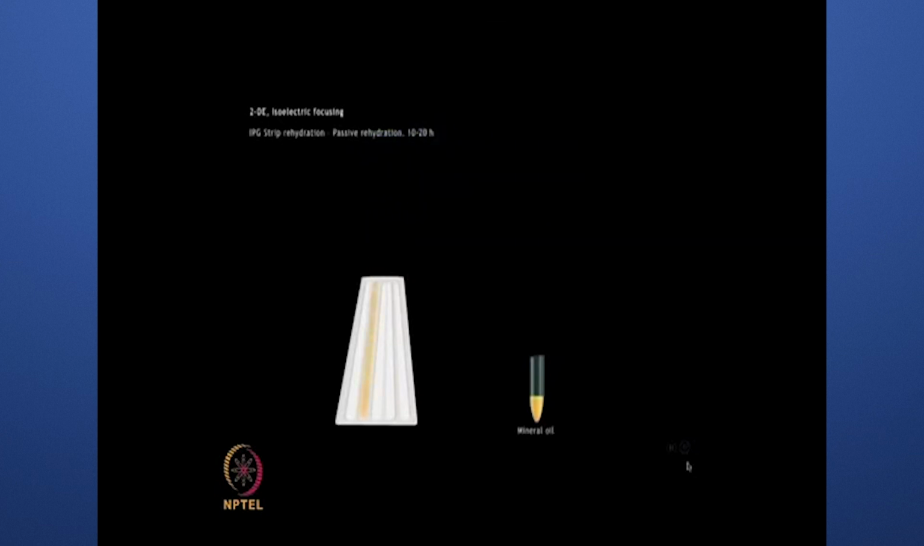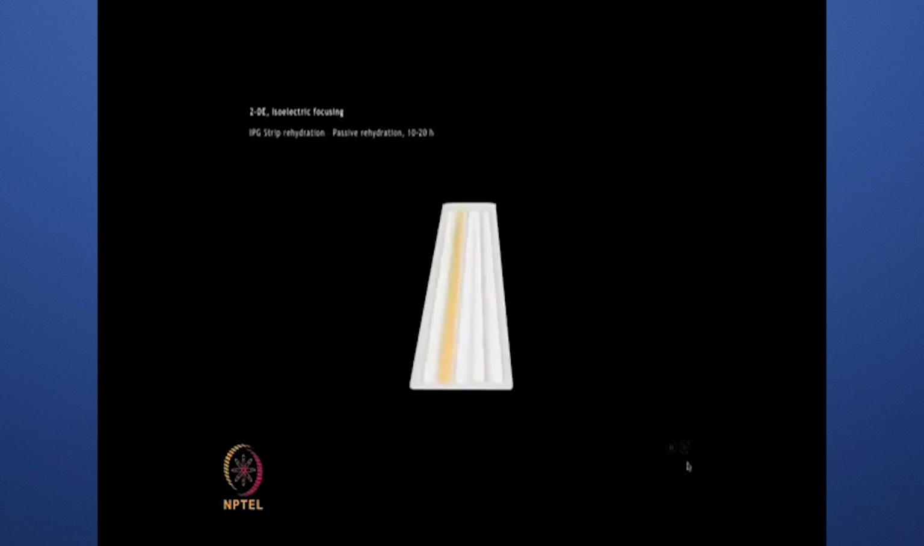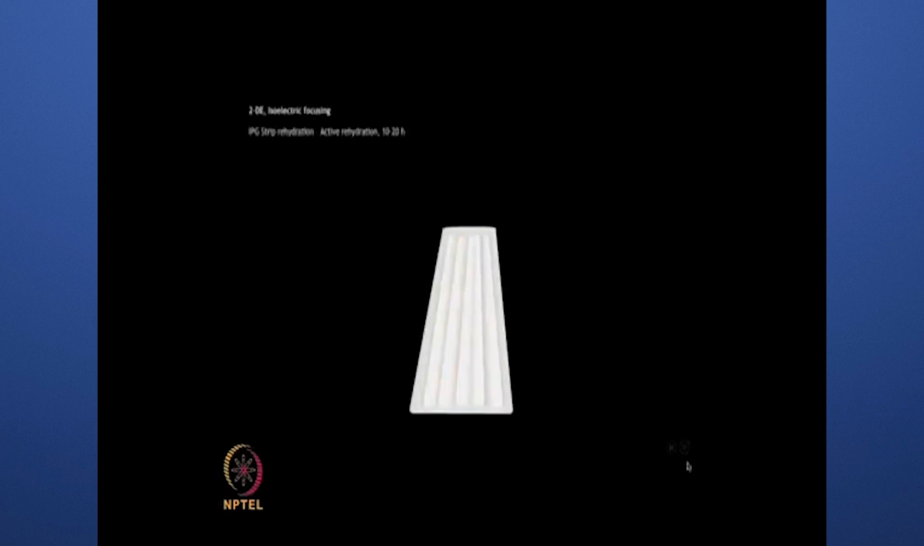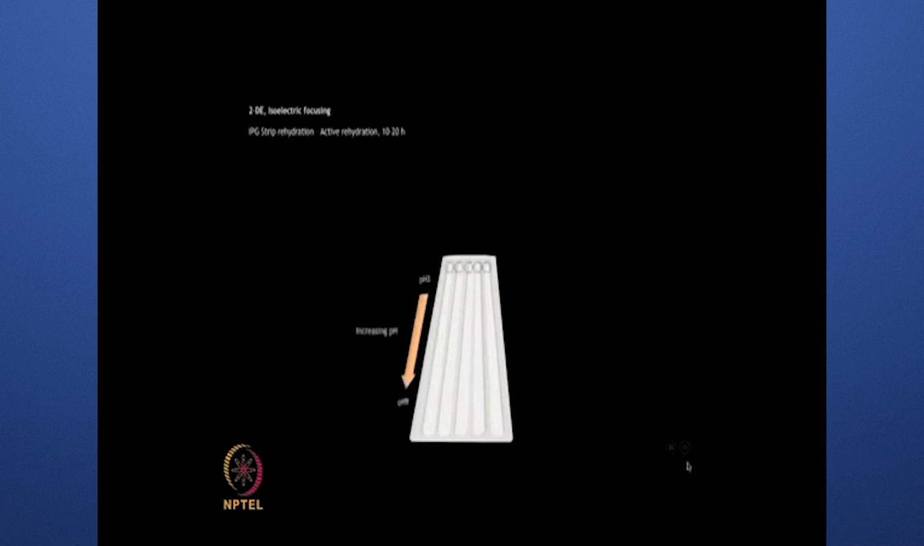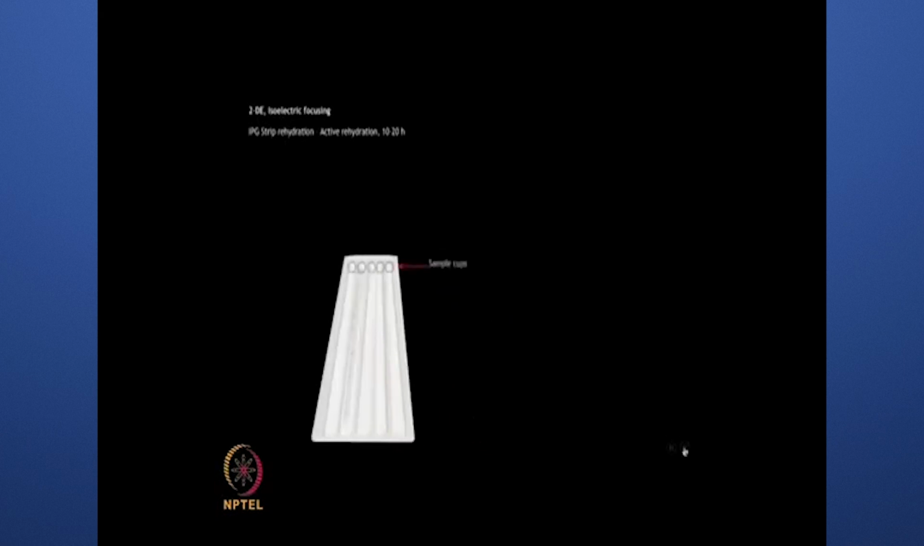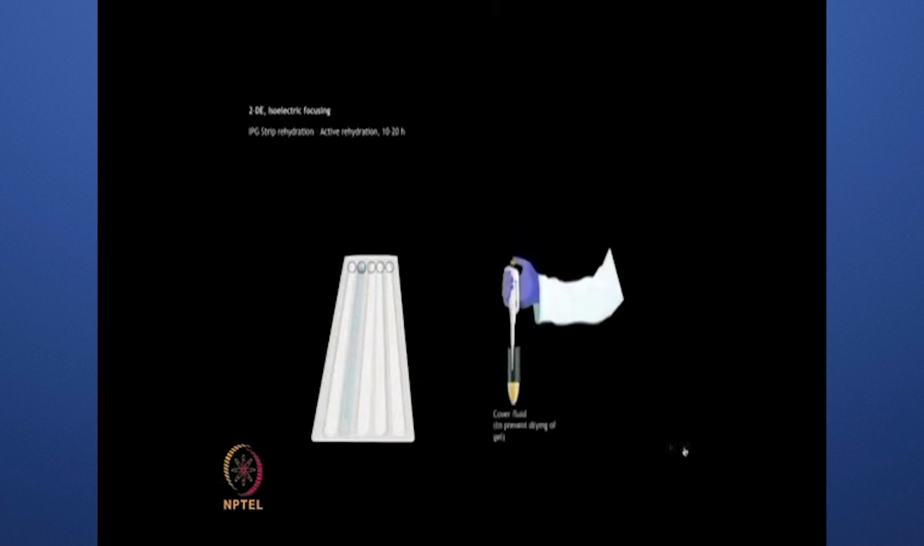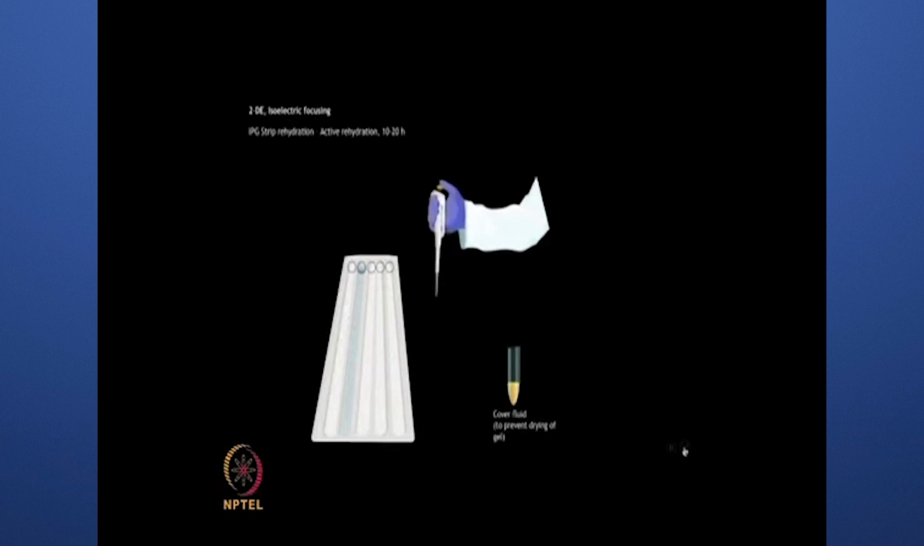This is then covered with mineral oil to prevent the gel from drying up and left overnight. Another process, known as active rehydration, is where the protein sample is added to the strip via a sample cup, followed by the cover fluid to prevent the gel from drying up. The protein sample being applied, a very low voltage condition is provided, and then cover fluid can be added.